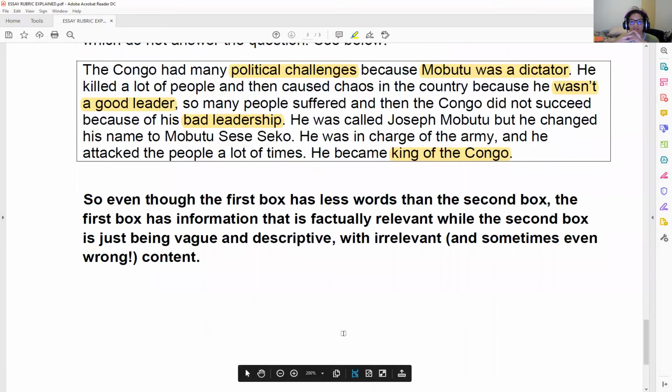So I hope that answered all of your questions on how an essay is marked. It's very important to know how you are assessed. So when you actually construct your essays for this year, you will have a good idea of what you are attempting to do.